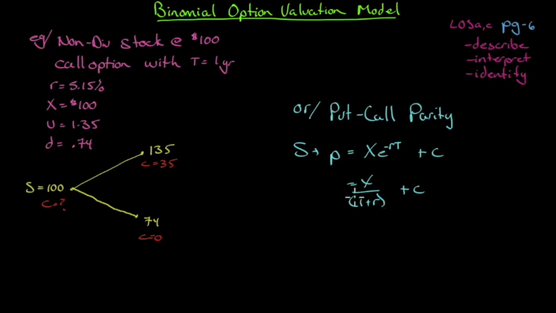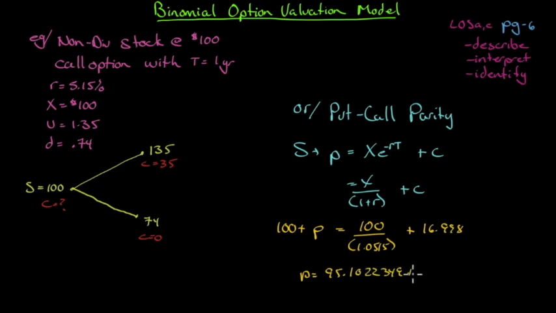Remember, we knew the price of the call was 16.9975. We'll call it 16.998. We know S, it's 100 plus. We're trying to solve for P this time. We know the strike price was 100 divided by 1.0515. And we add the price of the call of 16.998. Our P at this point would be 100 divided by this is 95.1022349 plus the 16.998 minus the 100. Bring that over to this side, and we will get 12.10. You get $12.10 on the price of the put.